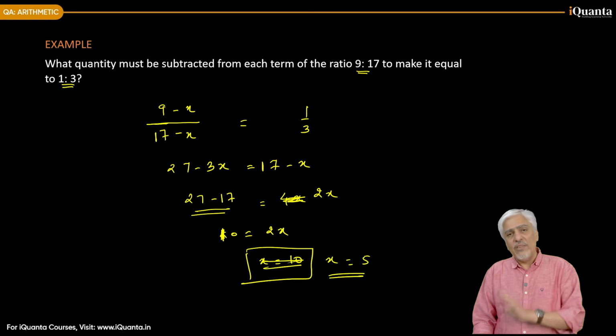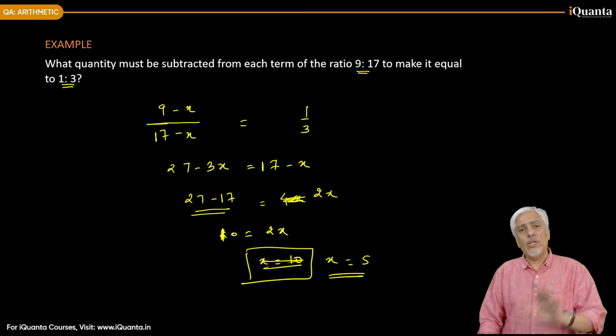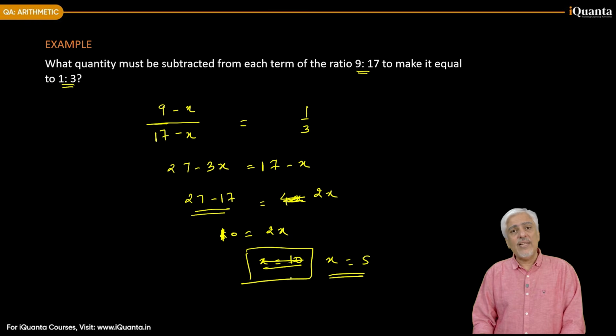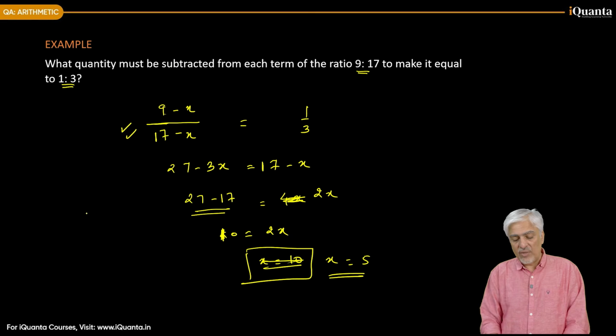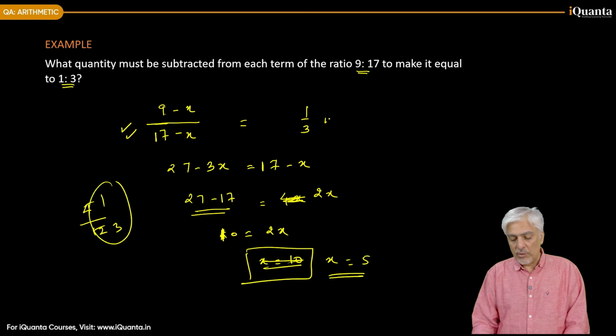Sorry. Even if we had got x is 10, there was nothing wrong. We got x is 5. Now, once I got x is 5, I can just check the answer. 9 minus 5 is 4 and 17 minus 5 is 12. And we get 1 upon 3. And that is what we wanted to check.